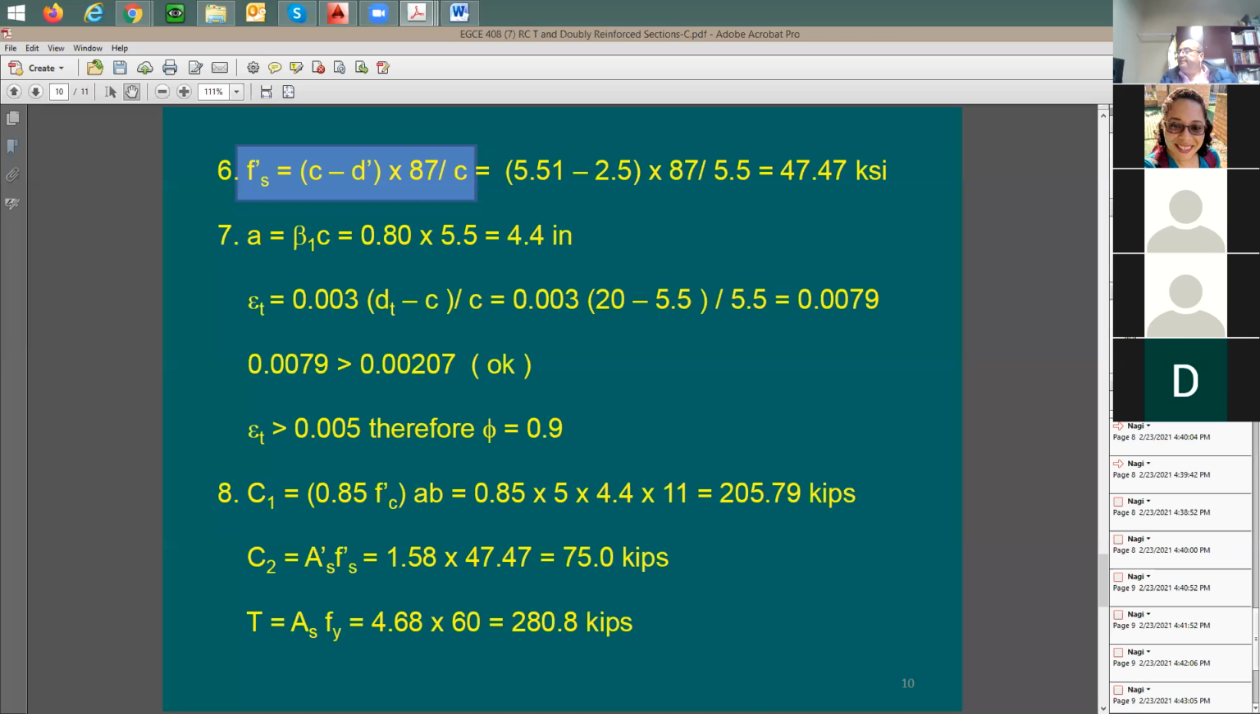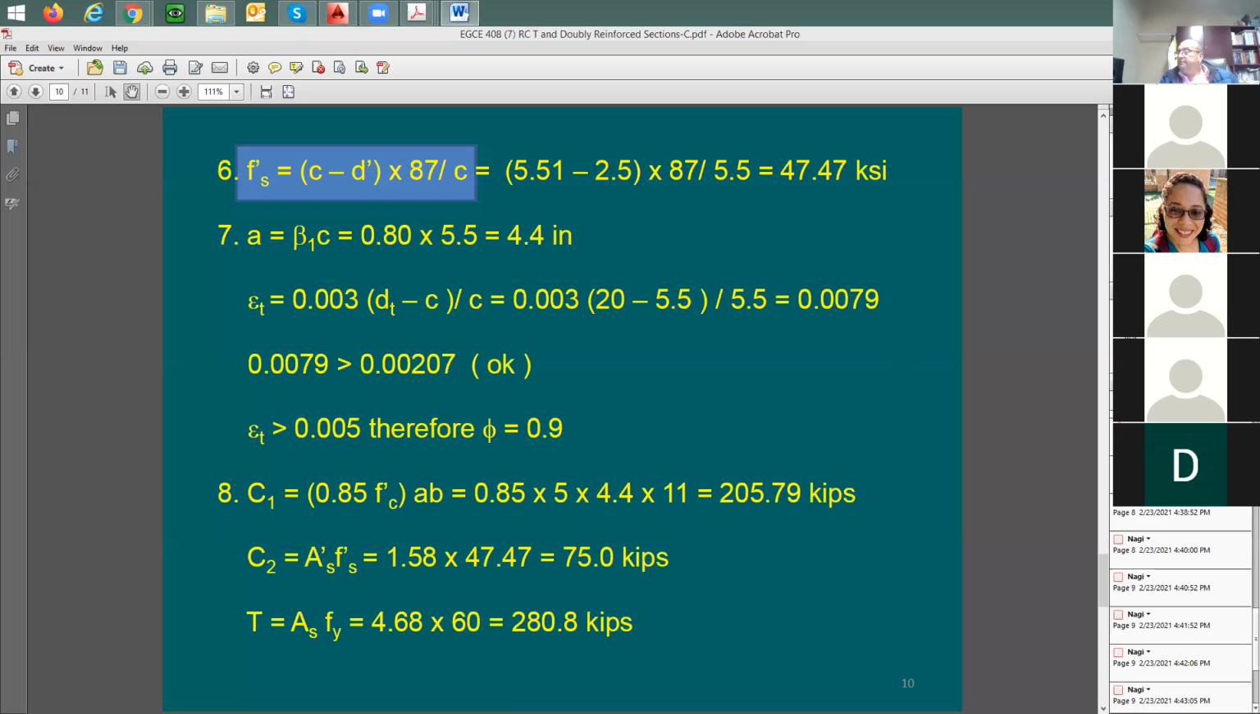More questions? I have a quick question. When you're comparing the 0.079 and the 0.002, where did the second number come from? This one? Or this one? The second one.